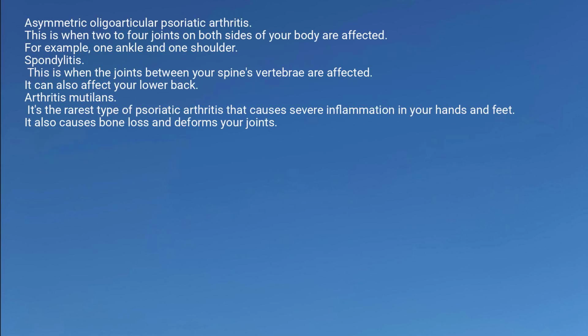Asymmetric oligoarticular psoriatic arthritis. This is when 2 to 4 joints on both sides of your body are affected. For example, one ankle and one shoulder. Spondylitis. This is when the joints between your spine's vertebrae are affected. It can also affect your lower back. Arthritis mutilans. It's the rarest type of psoriatic arthritis that causes severe inflammation in your hands and feet. It also causes bone loss and deforms your joints.